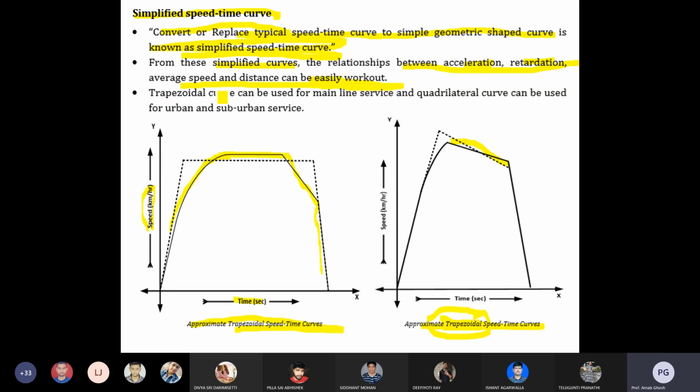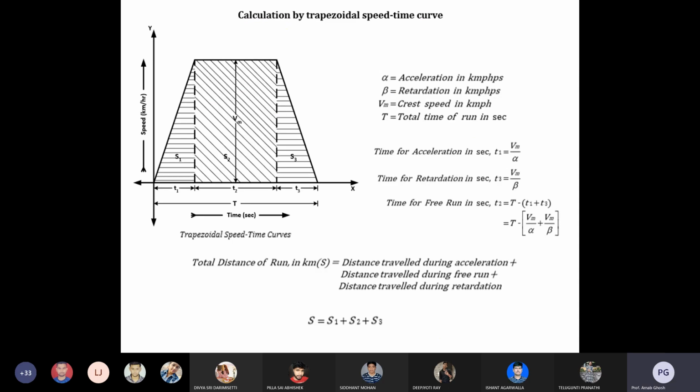The trapezoidal curve can be used for the mainline service, and the quadrilateral curve can be used for urban and suburban service. So this is your quadrilateral curve, this is trapezoidal. For generalized structures, we can consider this case: for urban and suburban we use the quadrilateral shape, and for mainline service we consider trapezoidal. Here you can see the calculations for the trapezoidal speed time curve.